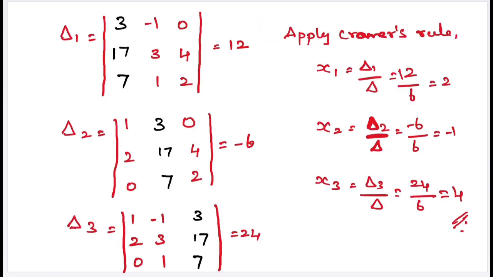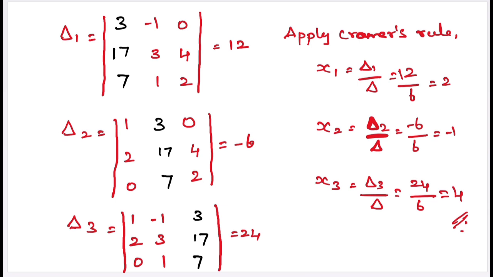You know the numbers on the right hand side are called the constants or constant terms. In the textbook, these constants are denoted by b1, b2, b3. That is delta 1 is equal to 3 minus 1 0, 17 3 4, 7 1 2 is equal to 12. And similarly find delta 2 by replacing second column by the constant.